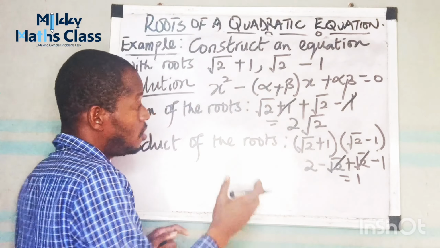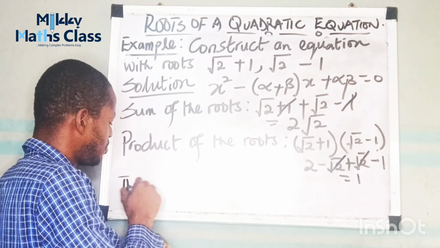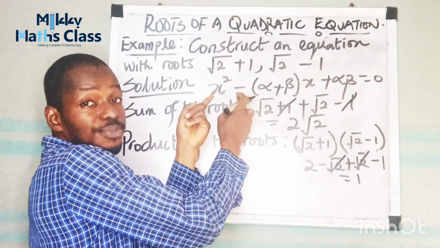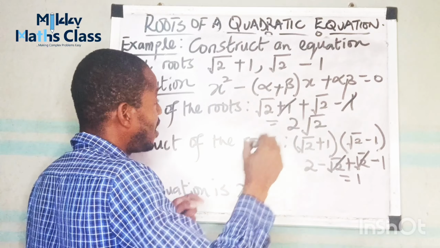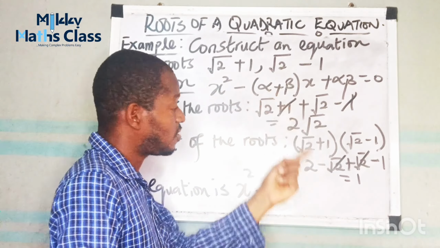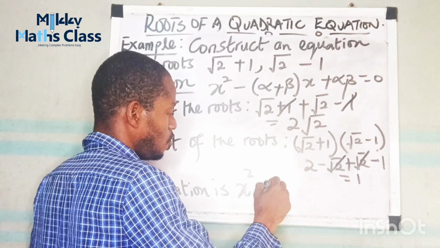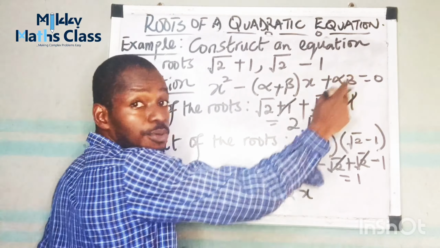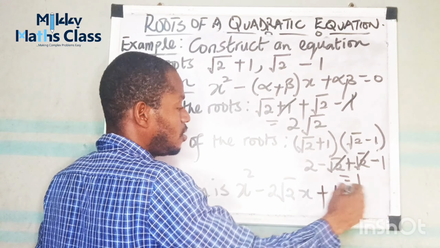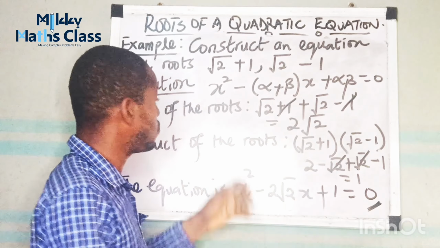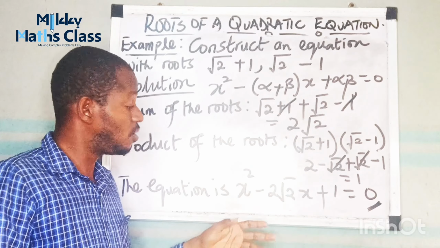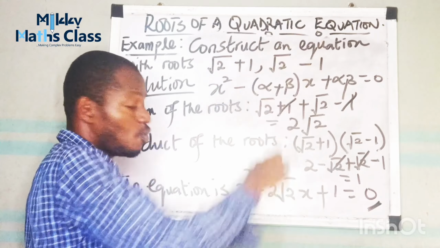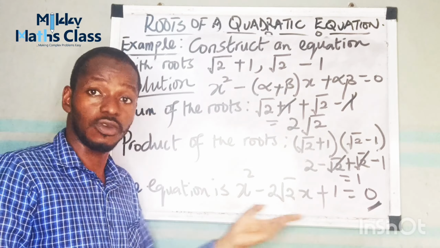So all we just need to do to form the equation is to input these into this place. That's x squared minus the sum of the roots, alpha plus beta, which is 2 root 2, so 2 root 2 times x, plus the product of the roots, plus 1, equals 0. So we have ended up constructing the equation that has the roots root 2 plus 1 and root 2 minus 1. So this is the quadratic equation.